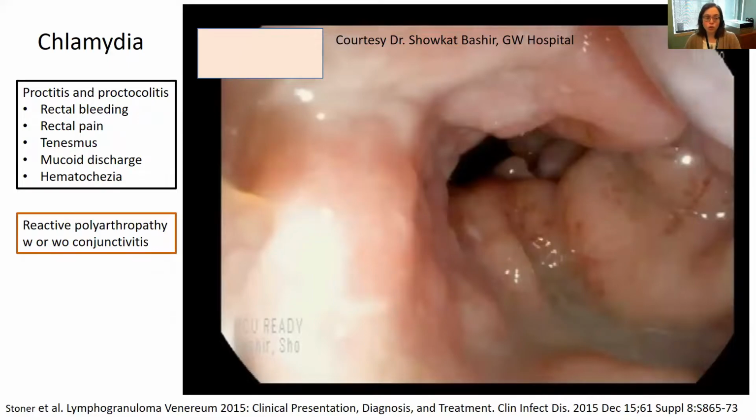To make matters worse, a subset of these patients with LGV can have a reactive polyarthropathy with or without conjunctivitis, mimicking the extraintestinal manifestations of inflammatory bowel disease.